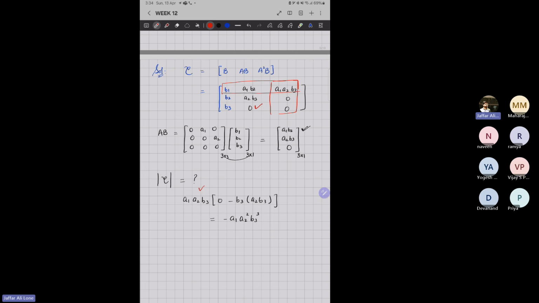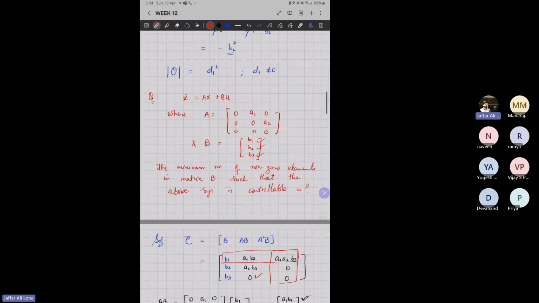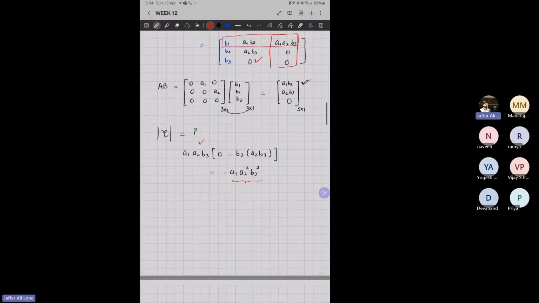Now clearly you'll see, for the system to be controllable, this whole should be non-zero. It means at least B3 should be non-zero, because the question is we have to see the minimum non-zero elements of matrix B. So we can conclude from here that at least B3 should be non-zero. If B3 is 0, this becomes 0 and the system no longer remains controllable. But if B3 is not 0, B1 and B2 can take any value.